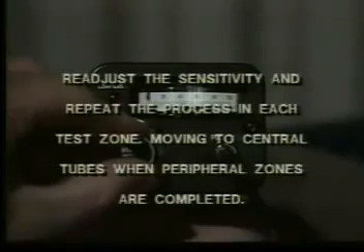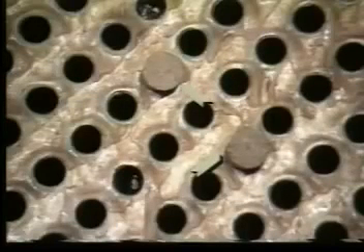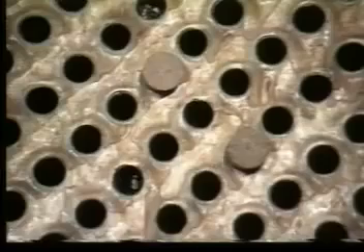Readjust the sensitivity and repeat this process in each of the test zones, moving to central tubes when peripheral zones are completed. At the end of the test, you will see a visual pattern of corks which may help you determine areas of future investigation for eddy current testing. Next, we will discuss how to handle the problem of steam impingement.